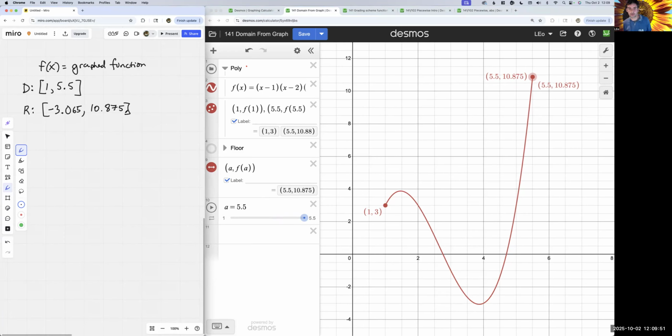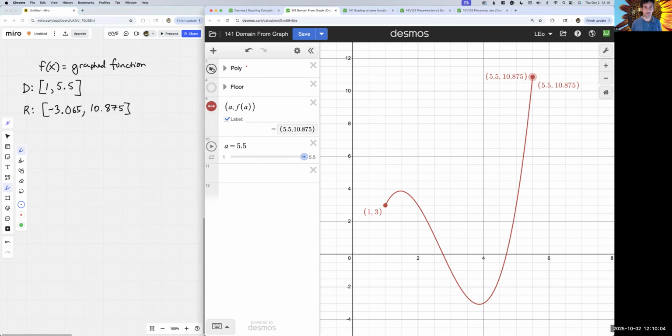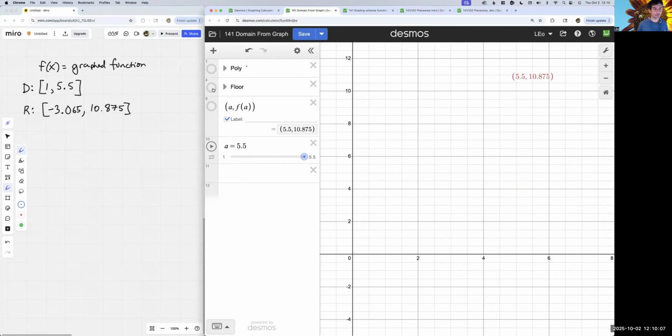Right, and so there's our range from the graph. Okay, how far down does it go? How far up does it go? And does it hit every value in between, right? We have to be careful of that. For example, here's an extreme counterexample to the idea that we're hitting every value in between.